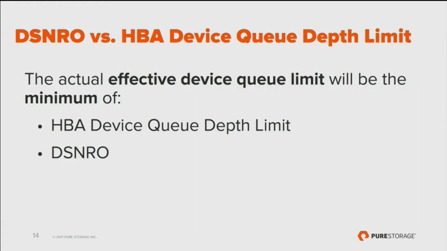The effective queue depth limit is the minimum of these two. Right, so whichever is lower, that's what it's going to be. And this is the reason that VMware made this change in 6.5: why allow DSNRO to be higher than the HBA queue depth limit? It just causes confusion. Right? If you set it to 512 and you're like, hey, why is this still stuck at 256 or whatnot? Right? And so the minimum of these two values is going to be your effective queue depth limit. Now, if you only have one VM, then it's going to be your HBA queue depth limit.